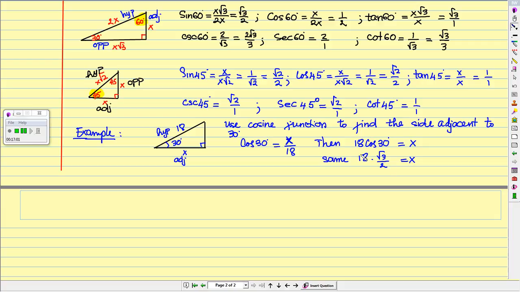Sorry, I'm going to move the paper so that you can see. Now we can simplify this fraction. You can see 18 divided by 2 gives you 9. So therefore you have 9 times square root of 3 is x. Now you are done. You don't have to multiply them out. This is the exact answer. So therefore x is 9 square root of 3.